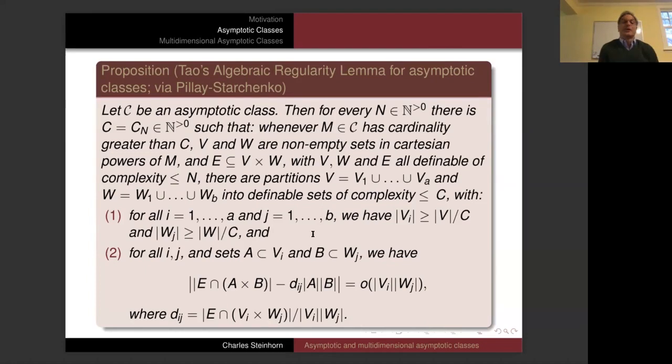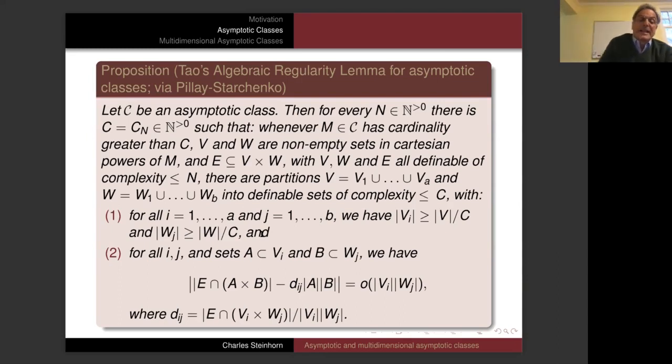So let me distill what the statement of this is. Suppose you have an asymptotic class, and one of your finite structures in your asymptotic class that's sufficiently large, and you have a graph E on two subsets V and W. So this is a graph with all of the data V, W and the graph relation definable. Don't worry about the complexity issue here. Just think about having a definable graph on V cross W. So what you can do is partition V into finitely many sets and W into finitely many sets, all of which are definable.